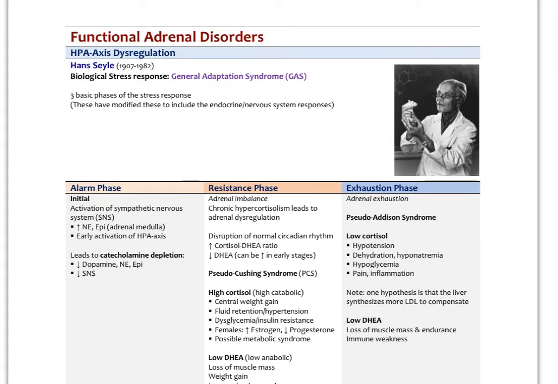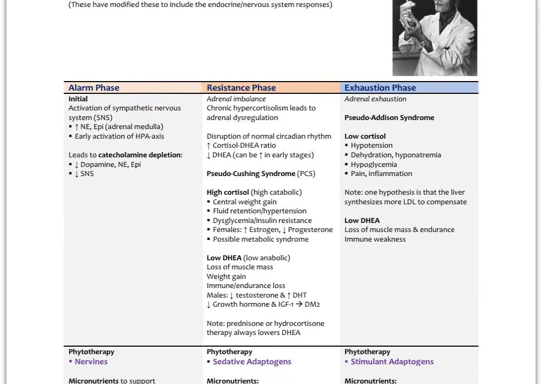So in the adrenal anatomy and physiology videos, I already went over this notion of HPA axis dysregulation in functional adrenal disorders. And the research around this goes back to the work of Hans Selye and his general adaptation syndrome, which is how organisms respond to stress. What he found, primarily looking at research on laboratory animals, is that there are three basic phases of the stress response. And what's important about this is that these are all modifiable with the different kinds of therapies we can use supportively. So the first phase of the stress response is the alarm phase.